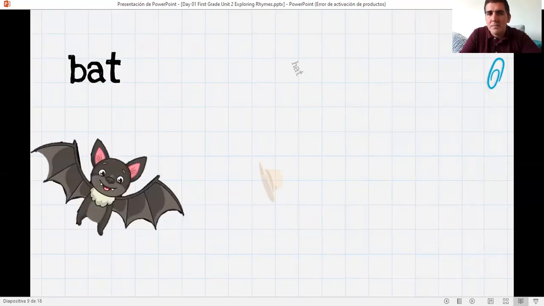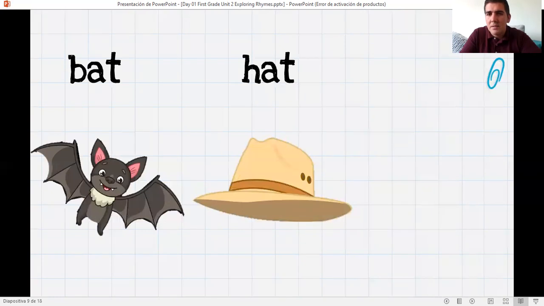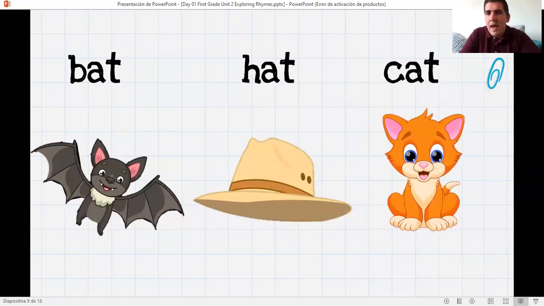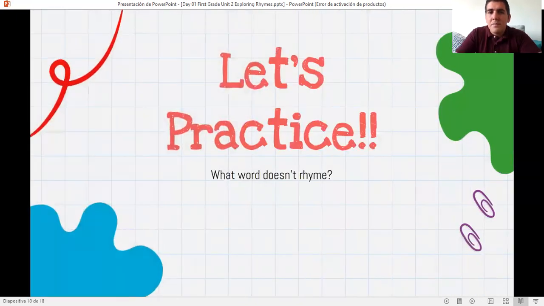Bat, hat, cat. Do you notice the rhyme? Do you notice the similar sounds? Bat, hat, cat. These words rhyme, yes? Very good. Now let's practice.